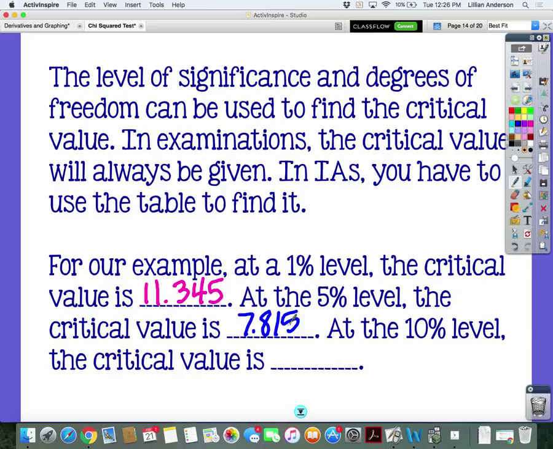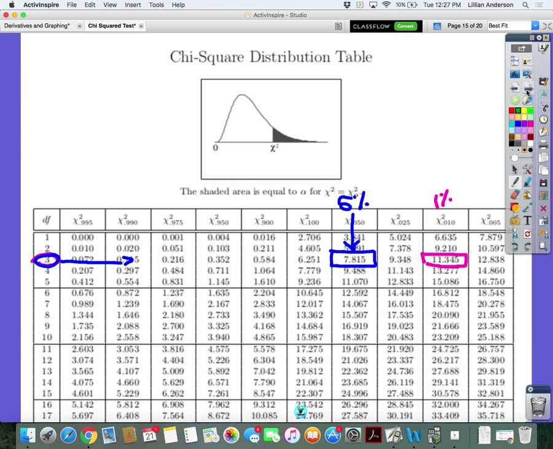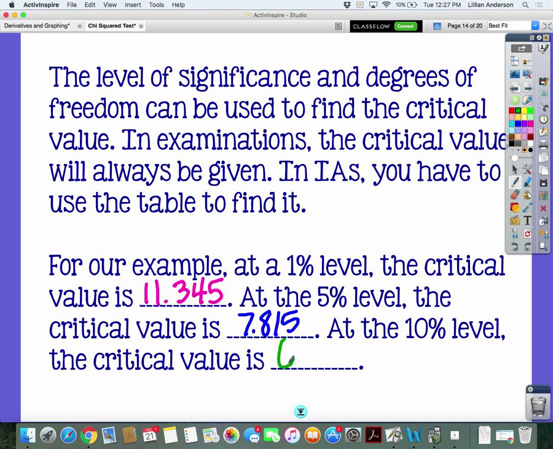All right? And then at the 10% level, what's the 10% level? 6.251. So again, we go 3 degrees of freedom, we go across, see where they intersect, and it's right there, 6.251. And again, you only have to figure out your critical value if you're doing an IA. It's given to you otherwise.